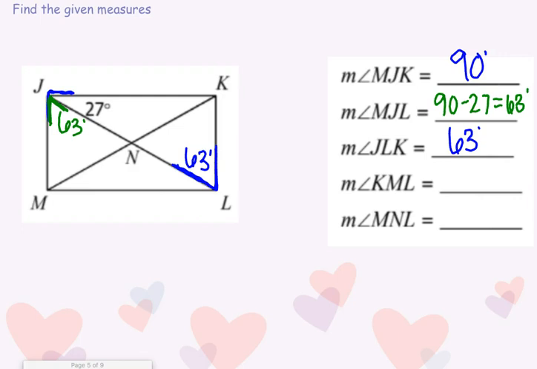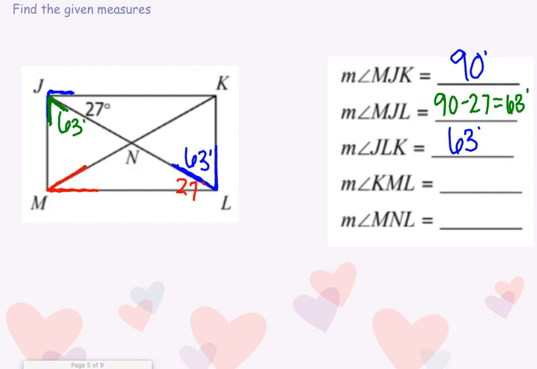KML. What about that guy? 27. How'd you get 27, sir? I like it. It looks like 27. So your corner angles, guys, are just two angles. If this guy's 63, this is 27.